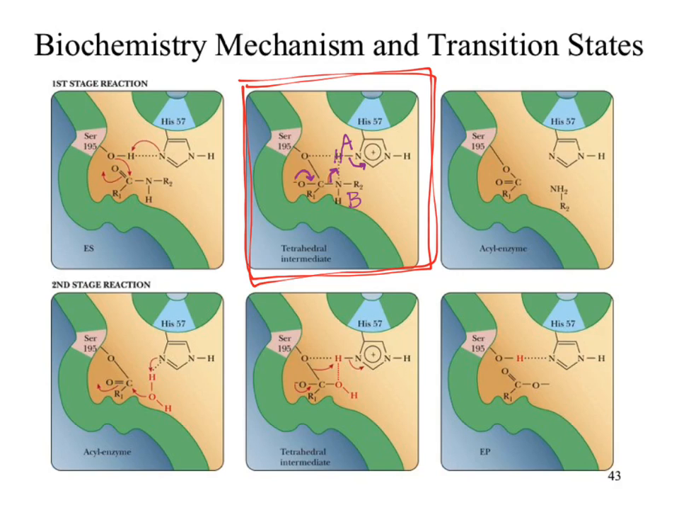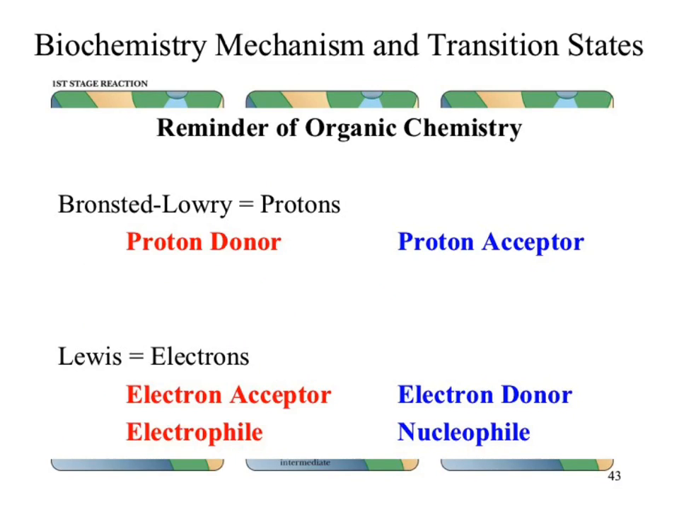How is that a base when it's donating? What is the definition of a base? Proton acceptor. Okay. What is it donating? Electrons. There's our issue. Protons are positive, electrons are negative. What does a proton acceptor do? It accepts H+. So what does it have to supply to that? It has to supply electrons. So a proton acceptor is an electron donor by definition.